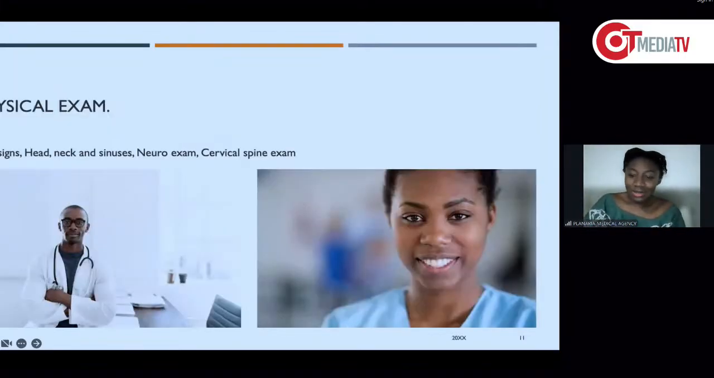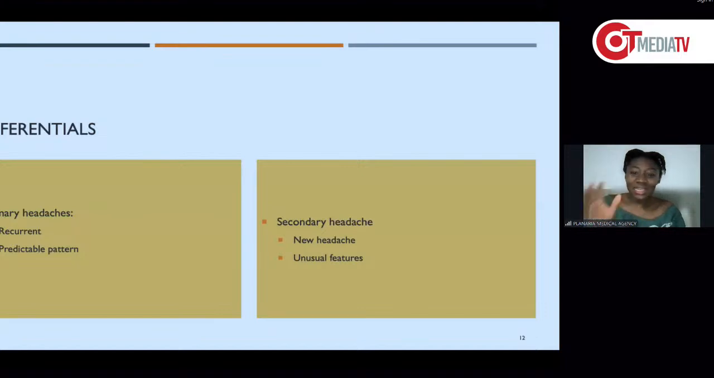Physical examination, you guys don't need to know this. This is totally medical. Differentials, again, you don't need to know this.